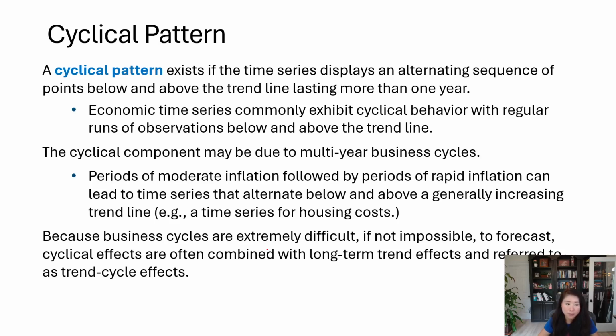Okay, so the big difference between the seasonal and the cyclical pattern is that this up and down trend line lasts more than a year, okay? If you think about our business cycle, you can notice that the up and down trend line is lasting more than a year. So that's why economic time series commonly exhibit cyclical behavior with a regular round of observations below and above the trend line. The cyclical component may be due to multiple year business cycles. So that's why we want to call this pattern out.